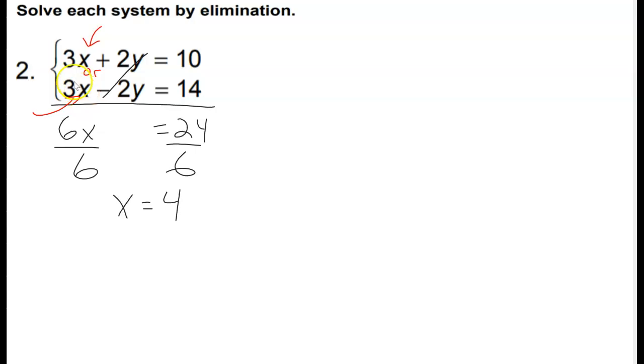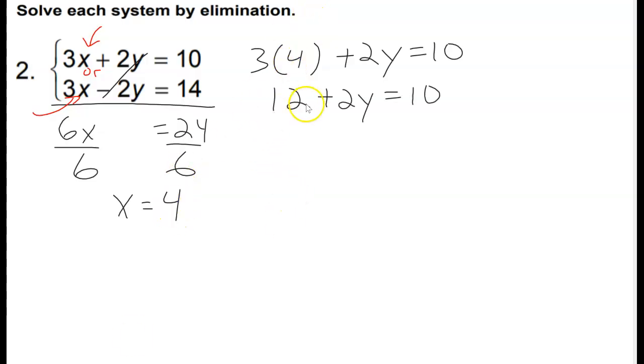Now we can take that x and plug it back into either one of these. Let's see which one I picked. I picked the first one. So I got 3 times 4, and that's going to get us 12.